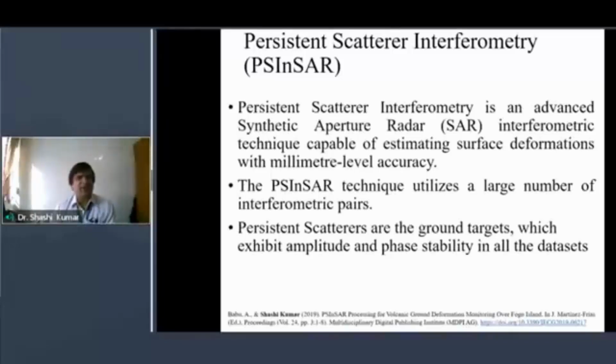Because when we are talking about subsidence in any archaeological structure due to subsidence in the soil, that subsidence will be in millimeters. So to avoid any kind of ambiguity or error, a large number of data sets are required to do this kind of analysis.